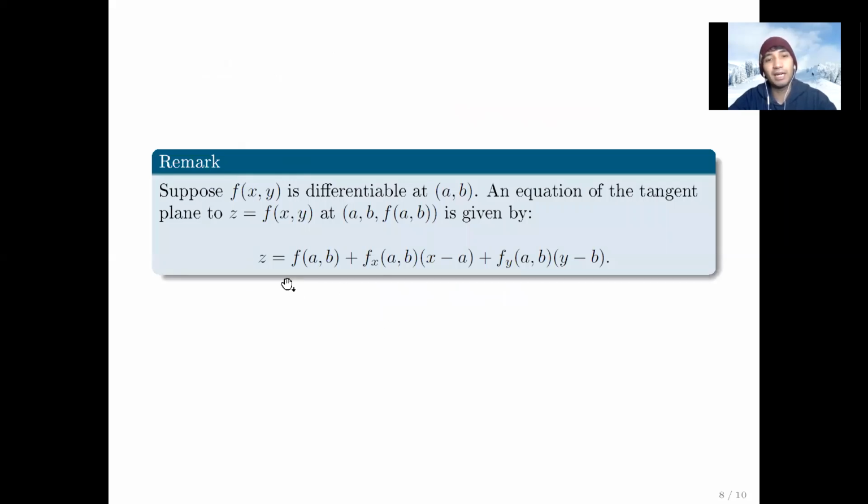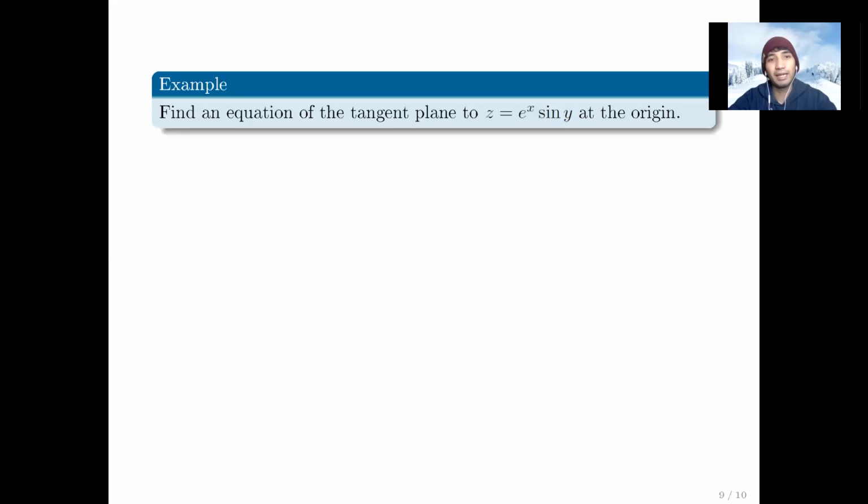Kung mapapansin nyo, kamukha niya yung sa one variable case. If you have a function f of x which is differentiable at a point x equals a, the equation of the tangent line, kung maalala nyo, ay y equals f of a. Pero ngayon kasi two variables na, so f of (a, b) na. Then plus f prime of a, so the derivative at a, times x minus a. Pero kasi ngayon meron na tayong two variables so meron tayong partial with respect to x and partial with respect to y. So this is exactly analogous to the equation of the tangent line that we know. Alright? Madali lang siyang i-apply.